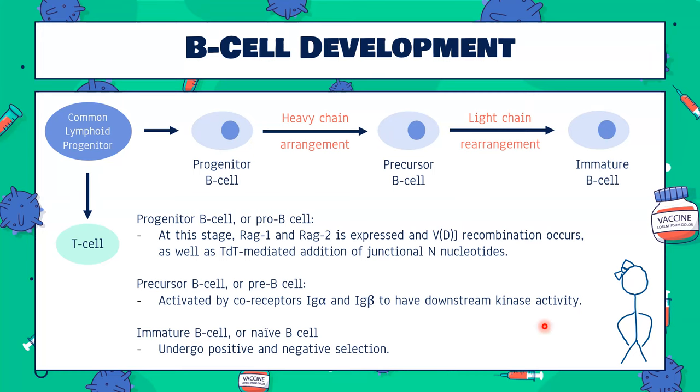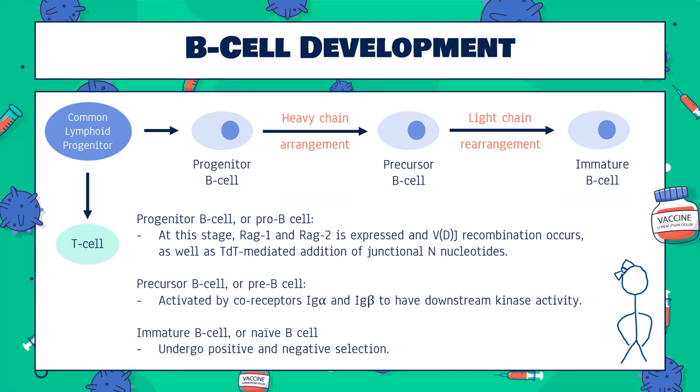So when the B cell receptor sees the antigen, it's immediately going to call in IgA alpha and IgA beta to attach to it, which can then transduce phosphorylation signals into the nucleus, and it can then do the entire downstream signaling pathway in order to have a kinase activity to that specific antigen. So without IgA alpha and IgA beta, the B cell will only stick to the antigen, but it won't be induced to make any antibodies. Our final thing is our immature B cell.